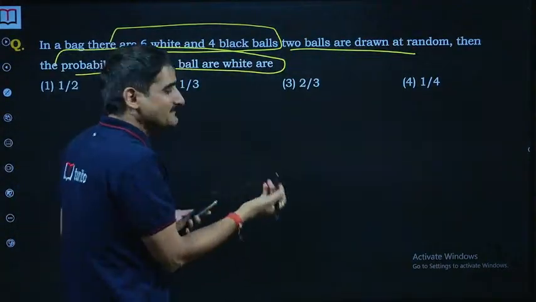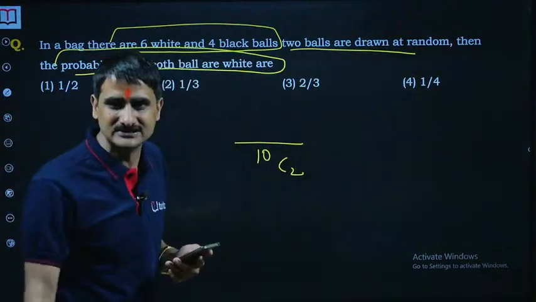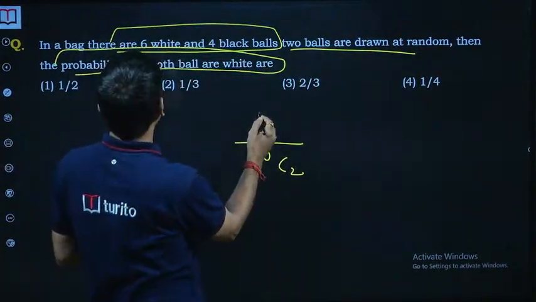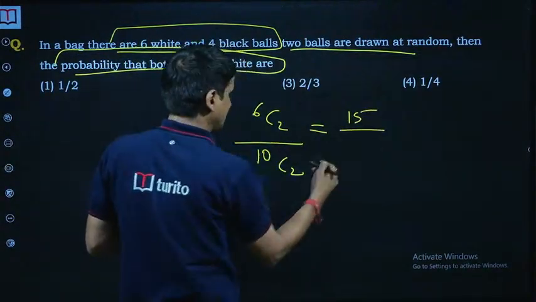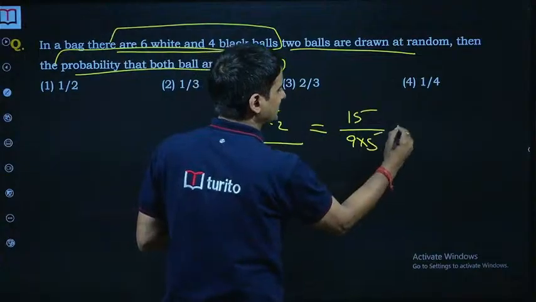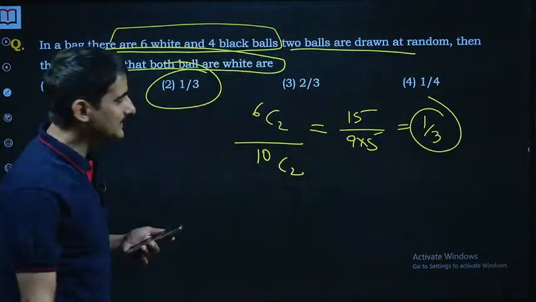So see, it's a simple question. Total number of ways of selecting 2 balls out of 10 is 10C2, and 6 white balls, so 6C2 here. So it's 15, I think, yeah. And then 10C2 is 9 into 5, so it's 1 by 3. So luckily we have options here, and 1 by 3 is an option.